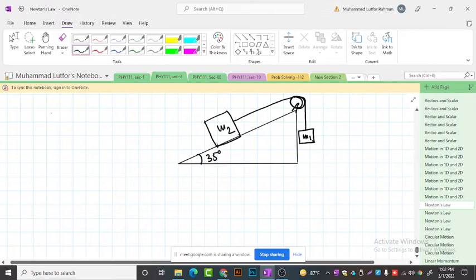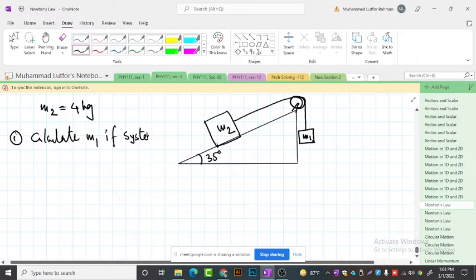They give us that M2 is 4 kg. I do not know the mass of M1; we have to find M1. First condition: calculate M1 if the system is stationary, or I can say if the acceleration is 0. I can write it in short form.